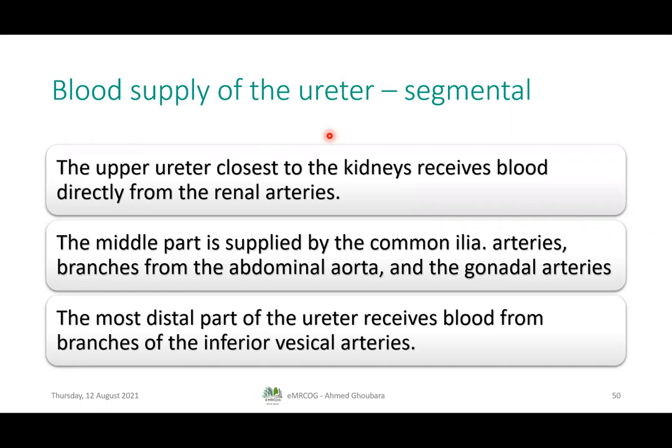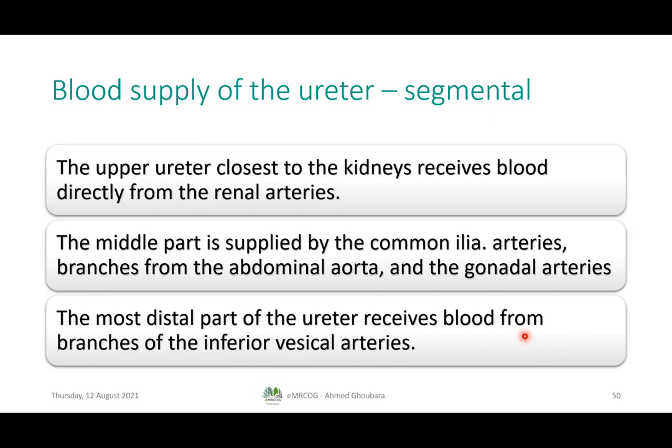Upper third receives some blood supply from the renal arteries. Okay. The middle part from the common iliac arteries, from the abdominal aorta and the gonadal arteries, from the ovarian artery. The most distal part of it, according to the college answers, receives blood supply from branches of the inferior vesical artery. So this was the question.